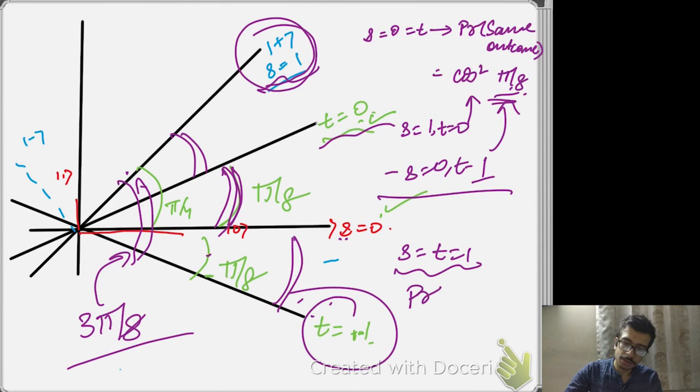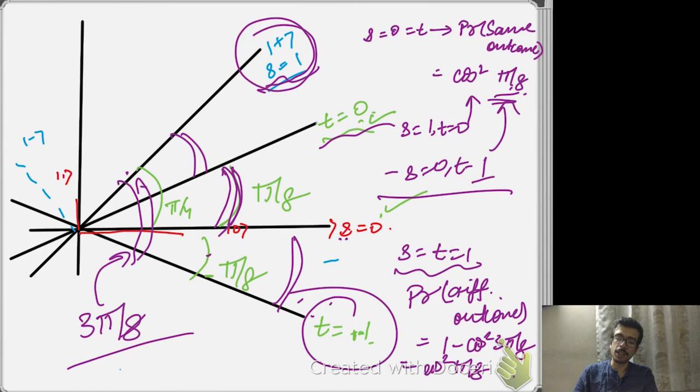is 1 minus cos square 3 pi by 8, which is sine square 3 pi by 8, which also happens to be cos square pi by 8. So the probability of winning here is actually the probability of getting different outcome, which is still cos square pi by 8. So overall, averaged over the four cases, the probability of winning is still cos square pi by 8.